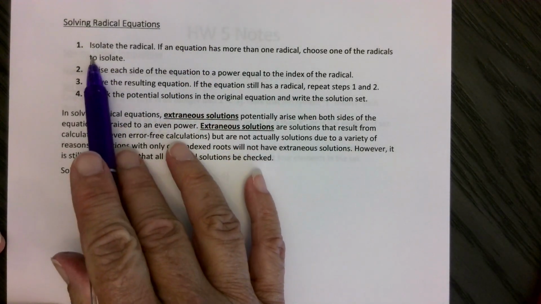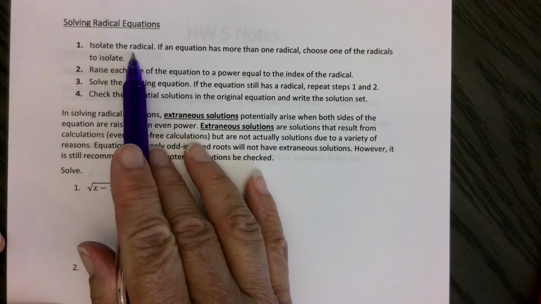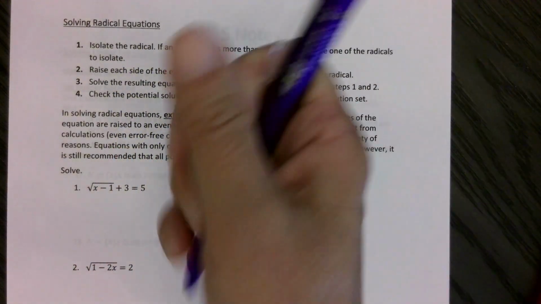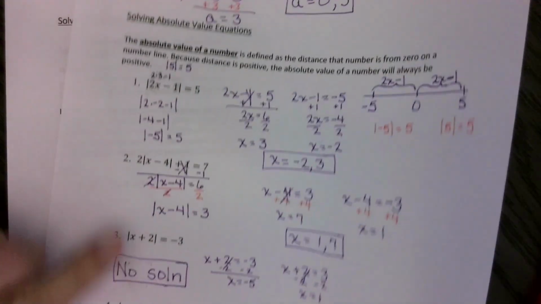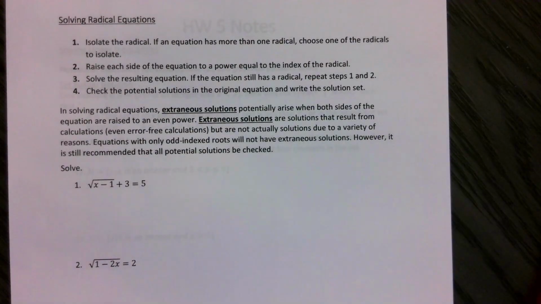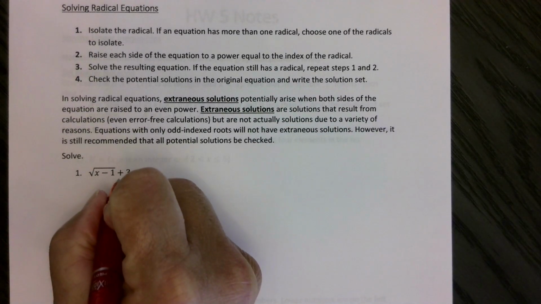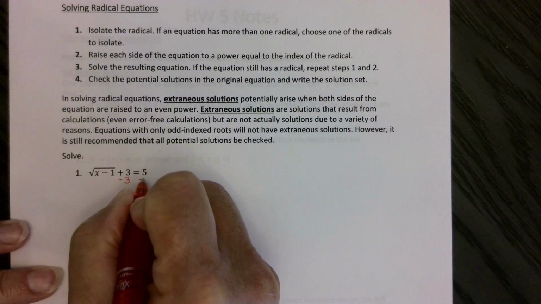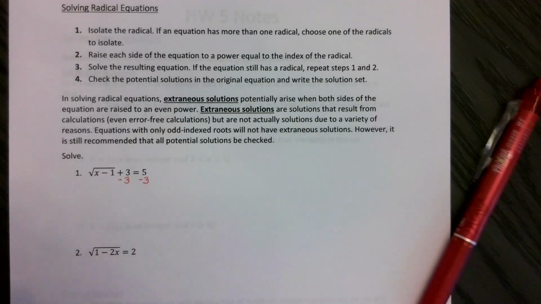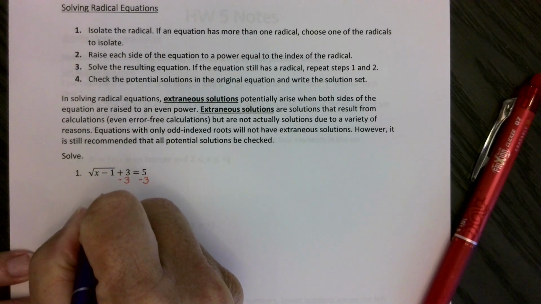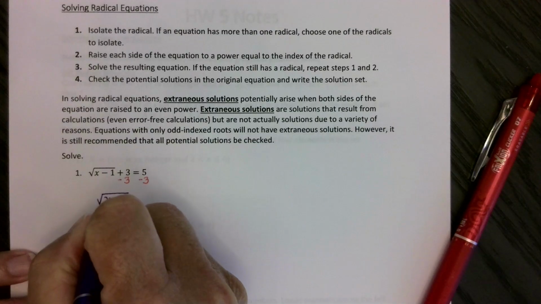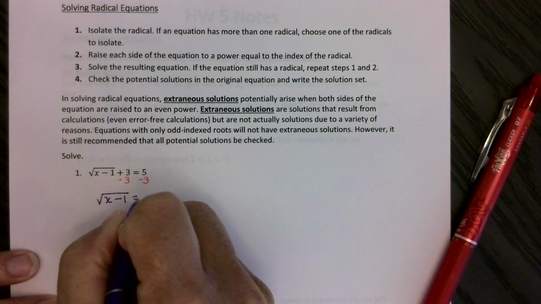Okay, so there's some steps. First thing is you isolate the radical. Just like on these problems here, we had to isolate the absolute value. You isolate your radical. So that's the first step. So you're going to subtract 3 right here. When you do that, you end up with the square root of x minus 1 equals 2.